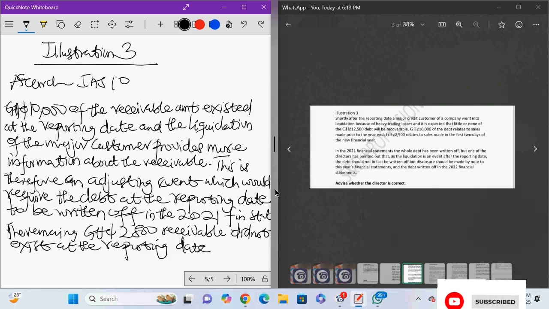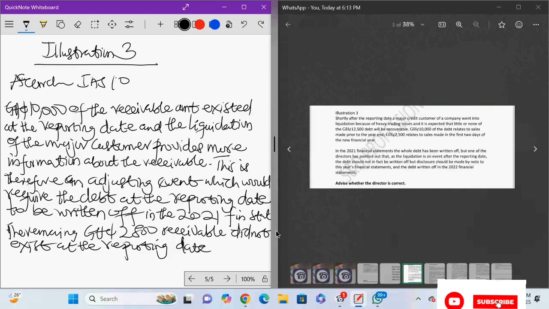So they give us, okay, he said what? In 2020, the whole debt has been written off, but one of the directors has pointed out that as the liquidation is an event after the reporting period, the debt should not, in fact, be written off, but the disclosure should be made by note to this year's financial statement, and the debt written off in the 2022 financial statement. All right, so in the 2022 financial statement, what do you think will happen?